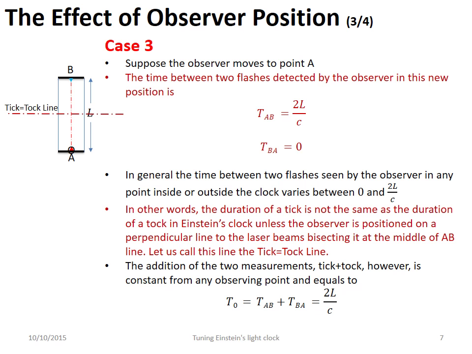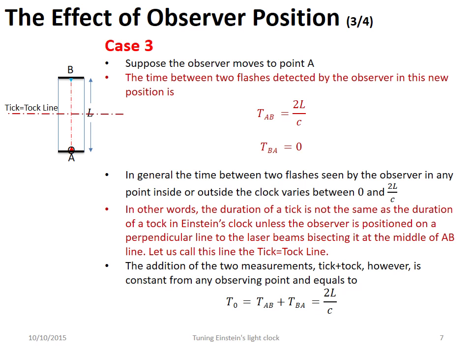Case 3. In this case, the observer moves to point A. The time between two flashes detected by the observer in this new position is TAB equal to L divided by c, but TBA is equal 0. In general, the time between two flashes seen by the observer in any point inside or outside the clock varies between 0 and 2L divided by c.